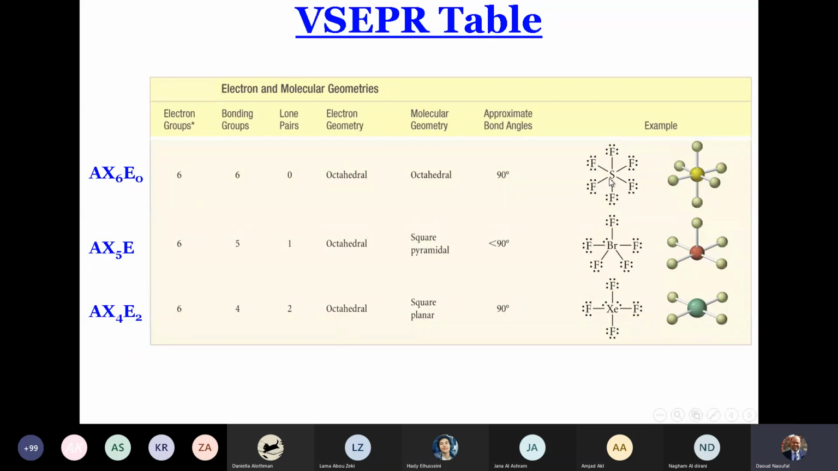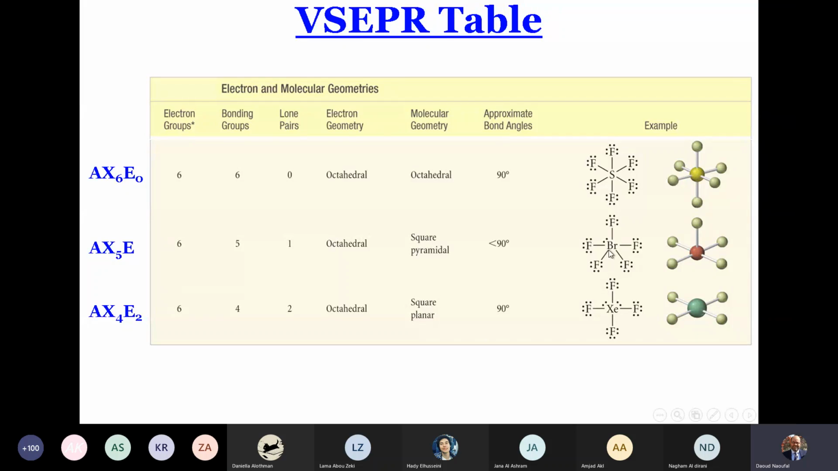We pass to SF6. SF6, the form is AX6E0. So AX6. AX6, EP equals 6, BP equals 6, and NBP equals 0. We don't have lone pairs. So the figure of repulsion of AX6 is the same as the geometry, and this is octahedral, and all angles, equatorial or axial-equatorial, are equal to 90 degrees, and axial is equal to 180.